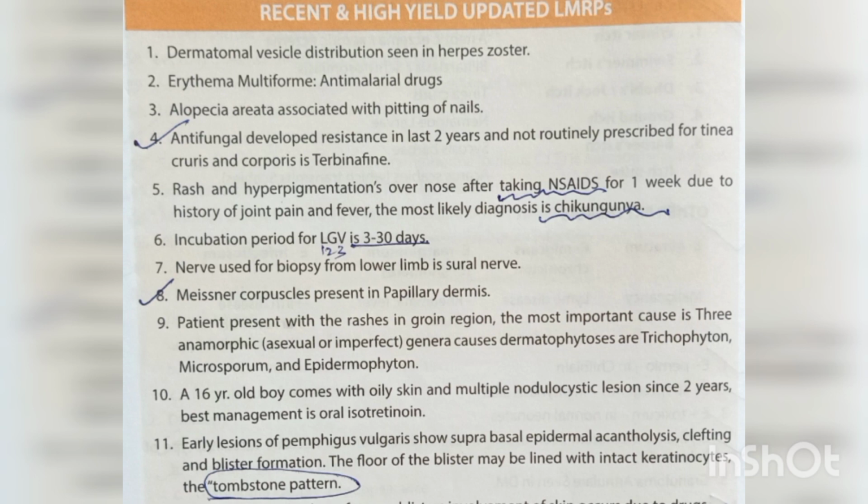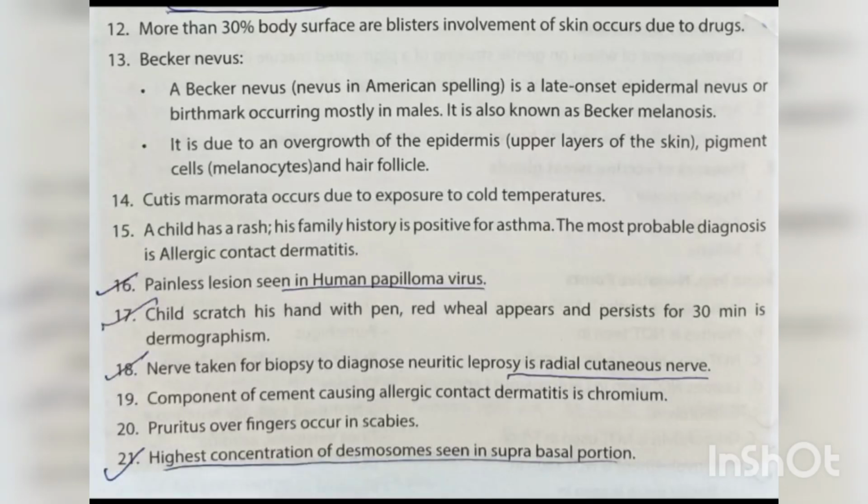Early lesions of Pemphigus vulgaris show suprabasal epidermal acantholysis, clefting, and blister formation. The floor of the blister may be lined with intact keratinocytes, the tombstone pattern. More than 30% body surface area blisters. Involvement of skin occurs due to drugs.